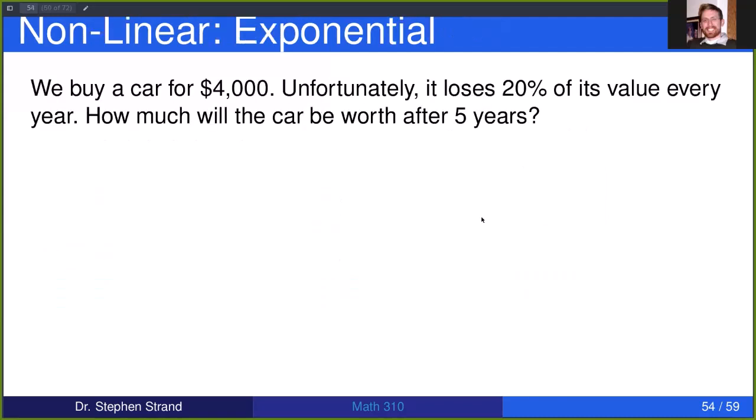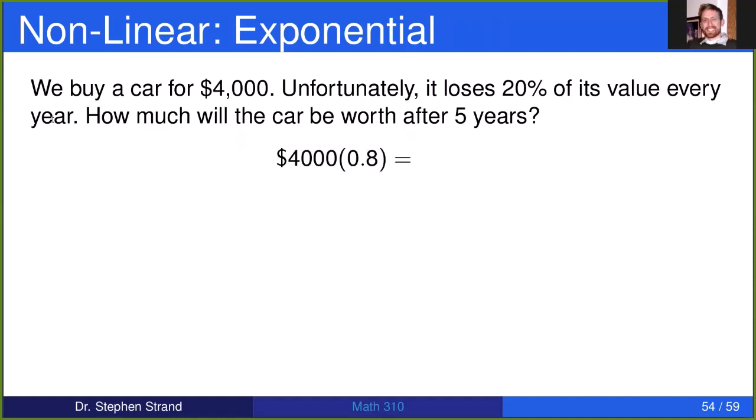So let's take a minute and think about some examples that we could have that are nonlinear. So let's say that we bought a car for $4,000, and now unfortunately it loses 20% of its value every year. So one thing we could ask is, well, how much is the car going to be worth after 5 years? So before we jump to 5 years, let's just try to think about what would happen after a year and then maybe 2 years and see if we can see a pattern.